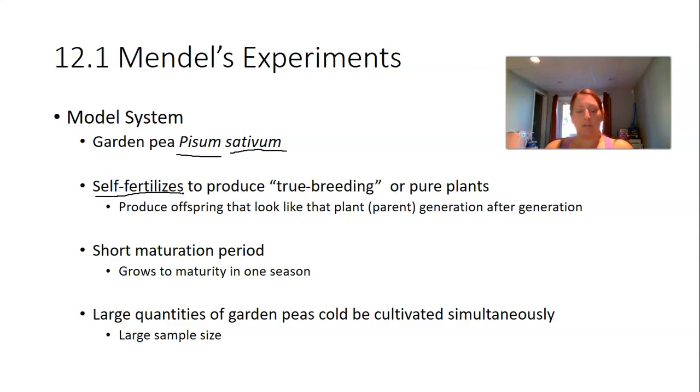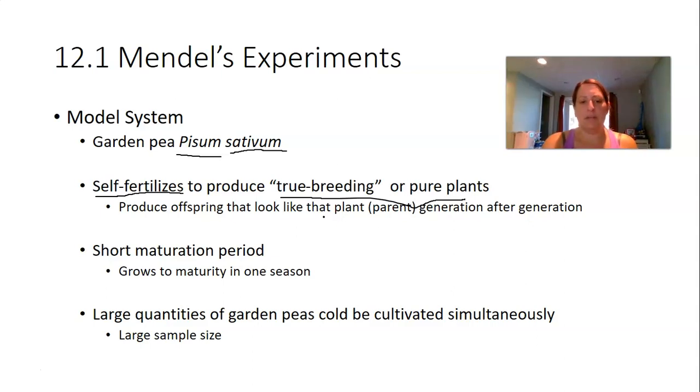And through self-fertilization, round after round after round, Mendel saw that he had what are called true breeding or pure plants. So these are plants that generation after generation of self-fertilization, every single plant, every offspring looks the same as the parent. Okay, which is pretty neat. He was able to do this, and he would start all of his studies with true breeding, pure lines, pure plants. Okay? And I'll give you a little bit of a precursor.